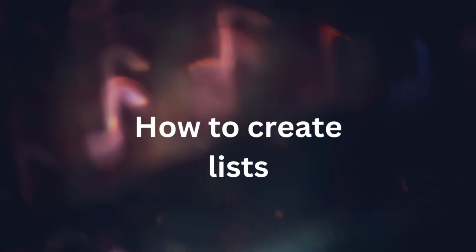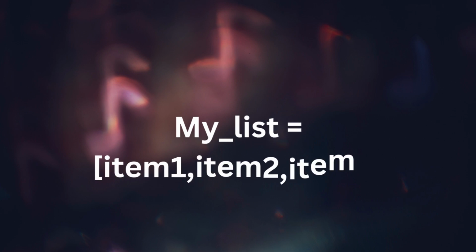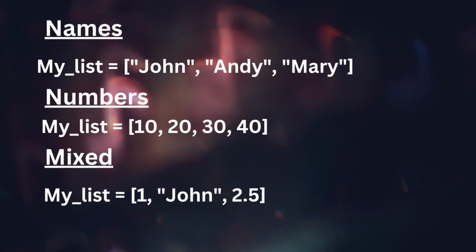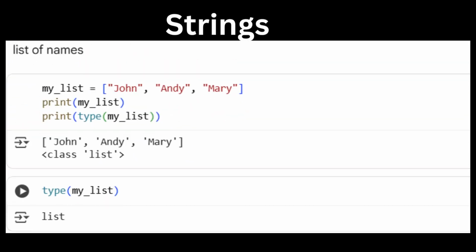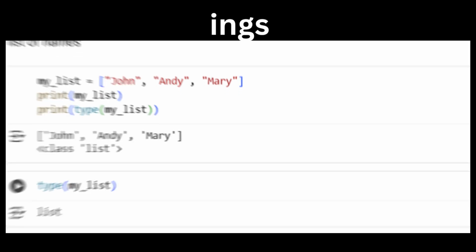Let's begin with how to create lists in Python. A list is created by placing items inside square brackets, separated by commas. You can create a list of names, numbers, or even a mix of both. Here, we created a list called names that holds 3 string values. When we print the list, Python displays all elements inside square brackets. And when we check its type, Python confirms it's a list.